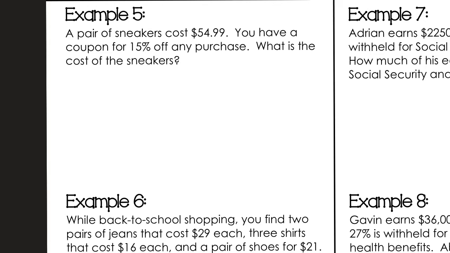A pair of sneakers costs $54.99. And you have a coupon for 15% off any purchase. I'm going to circle that. I'm also going to circle the amount here. What is the cost of the sneakers? Okay, so we know the original. We know that it's 15% off. And right next to this example 5, I want you to write subtract.